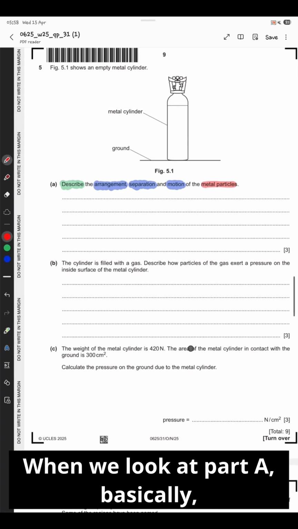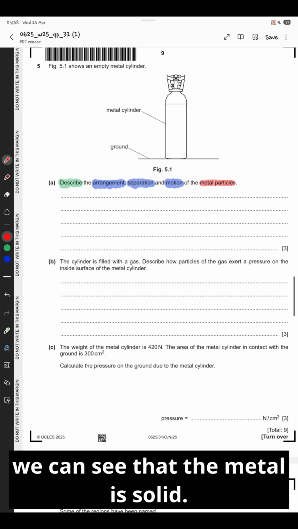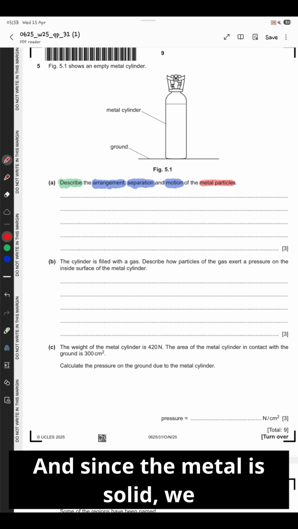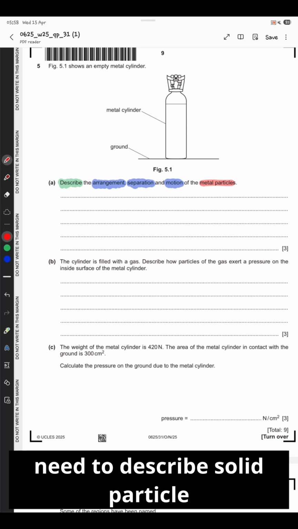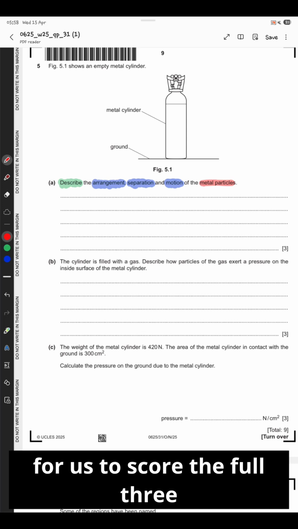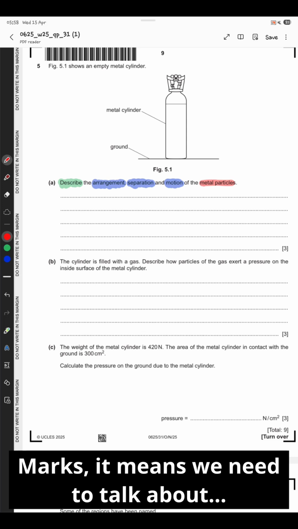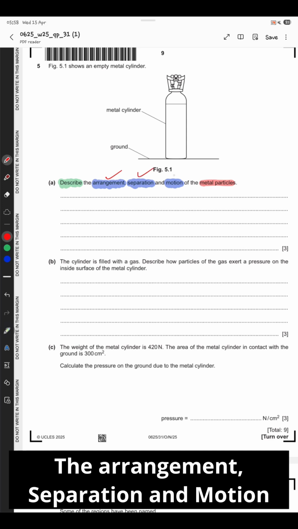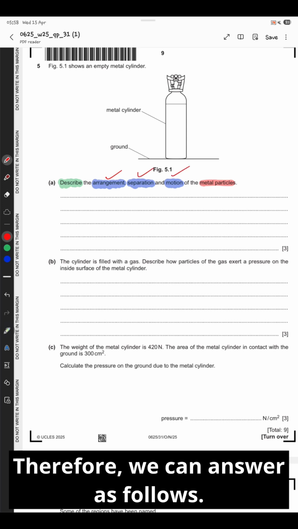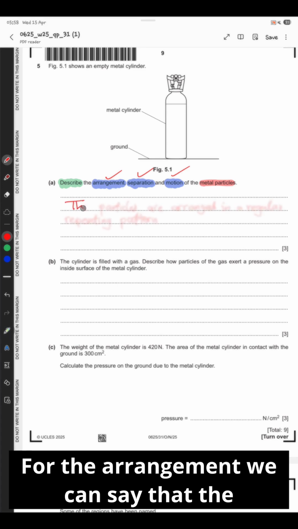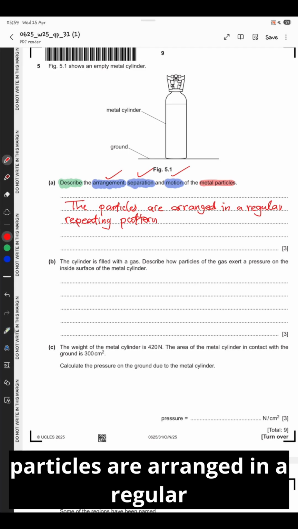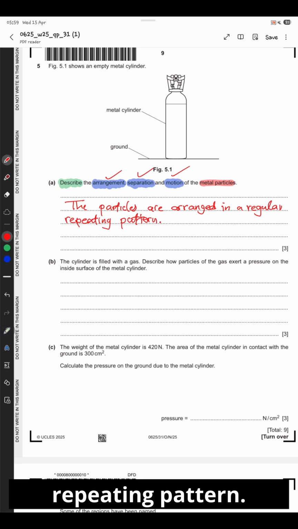When we look at part A, basically we can see that the metal is solid. And since the metal is solid, we need to describe solid particle behavior. For us to score the full 3 marks, it means we need to talk about the arrangement, separation, and motion. Therefore, we can answer as follows. So for the arrangement, we can say that the particles are arranged in a regular repeating pattern.